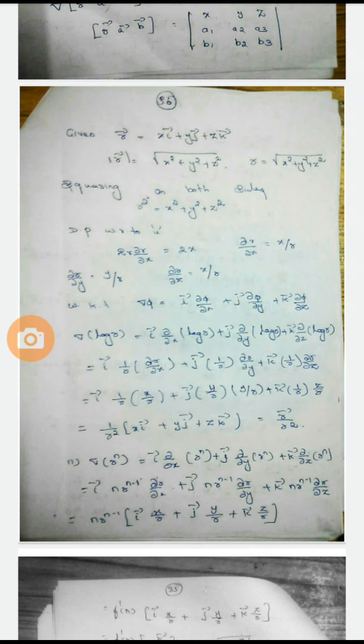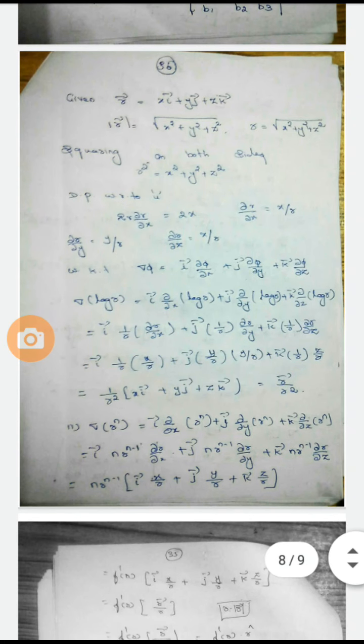Now log r is partially differentiated with respect to x. The differentiation of log r is 1 by r, and with respect to x you write dou r by dou x. In the same way, with respect to y you write dou r by dou y. Now substitute the values of dou r by dou x, dou r by dou y and dou r by dou z. Then 1 by r is common, taken outside. The remaining is x i vector plus y j vector plus z k vector divided by r. That r is also taken outside, so we get r vector divided by r square.